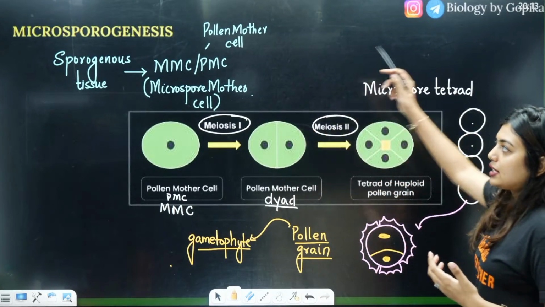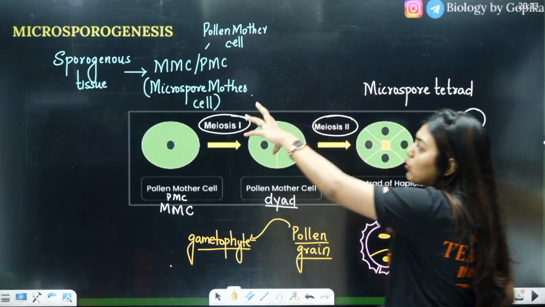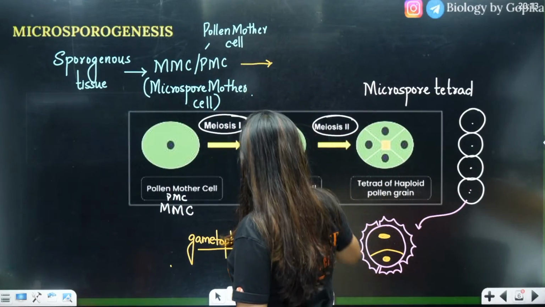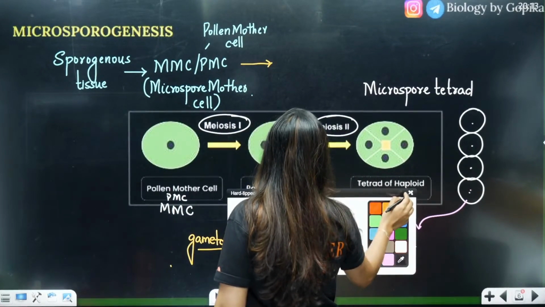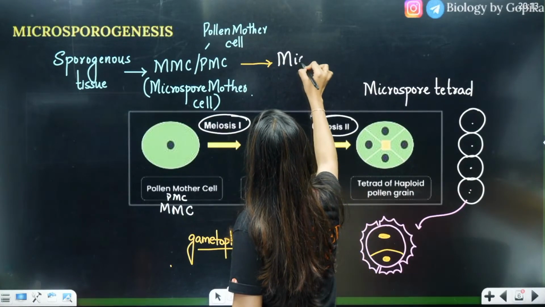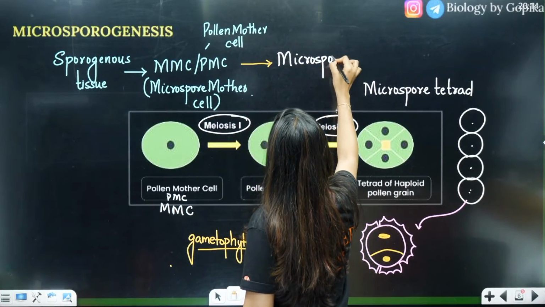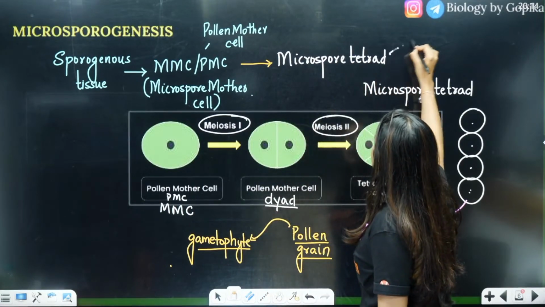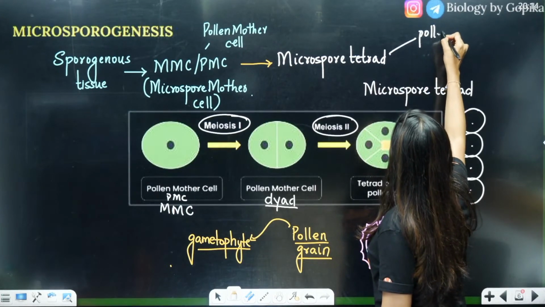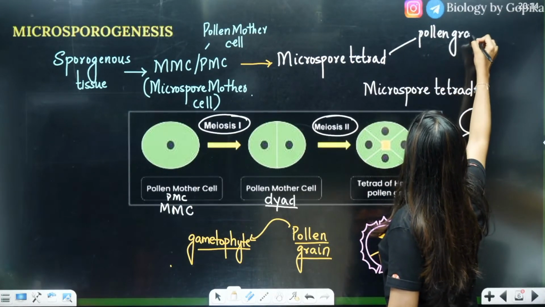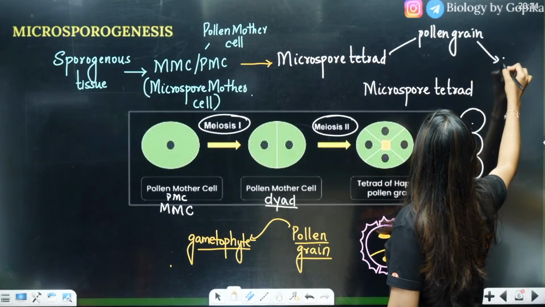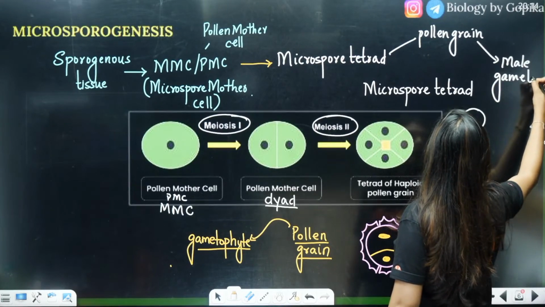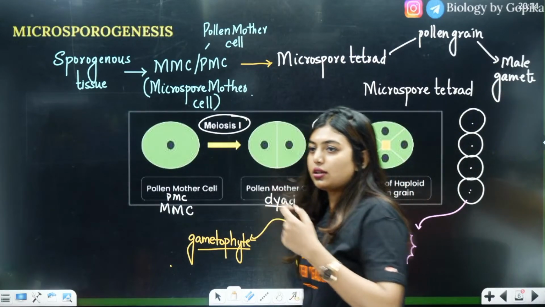Yes, this is clear? This is your microsporogenesis. That means from the sporogenous tissue you have your MMC or PMC. This PMC and MMC is going to end up forming your microspore tetrad. You can directly write microspore tetrad also, no problem. Just write meiosis 1 and meiosis 2. Then each of these tetrads is going to form a pollen grain. Inside this pollen grain there is a generative cell and that is going to form the male gamete. Done? Yes, very nice.